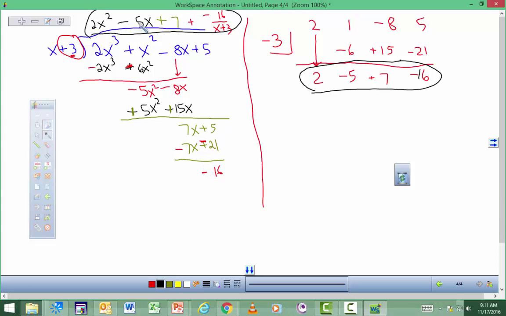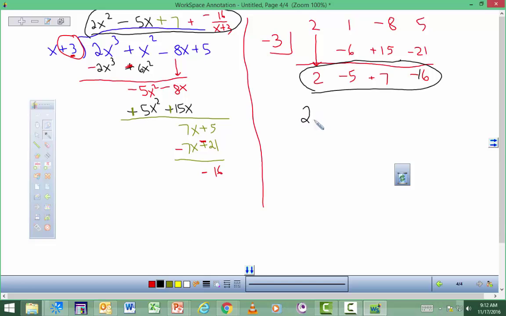There's your 2, there's your 5, there's your 7, there's your 16. So guess what? You can do long division by using synthetic substitution as long as you change the sign on that number right there. Make sense? Okay, see, so now here's the tricky part.